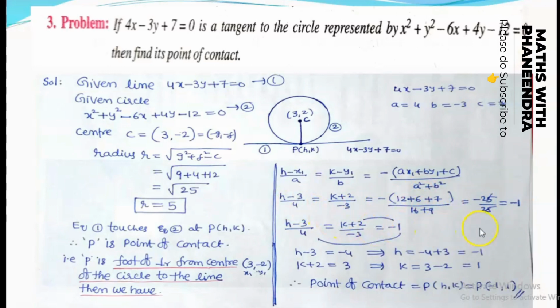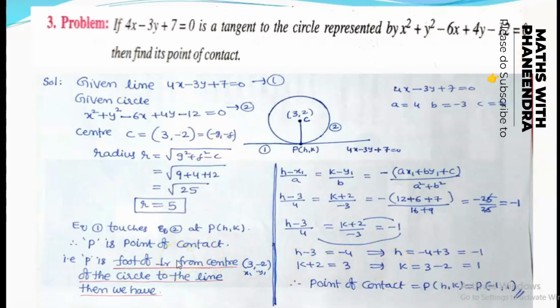So equating these terms, h minus 3 by 4 is equal to minus 1. So h minus 3 equal to minus 4. h is equal to minus 4 plus 3, which is equal to minus 1. k plus 2 by minus 3 equal to minus 1 gives k plus 2 equal to 3. k is equal to 3 minus 2, which is equal to 1. Therefore, the point of contact is P of h comma k, which is equal to P of minus 1 comma 1. Like this we can calculate the point of contact.